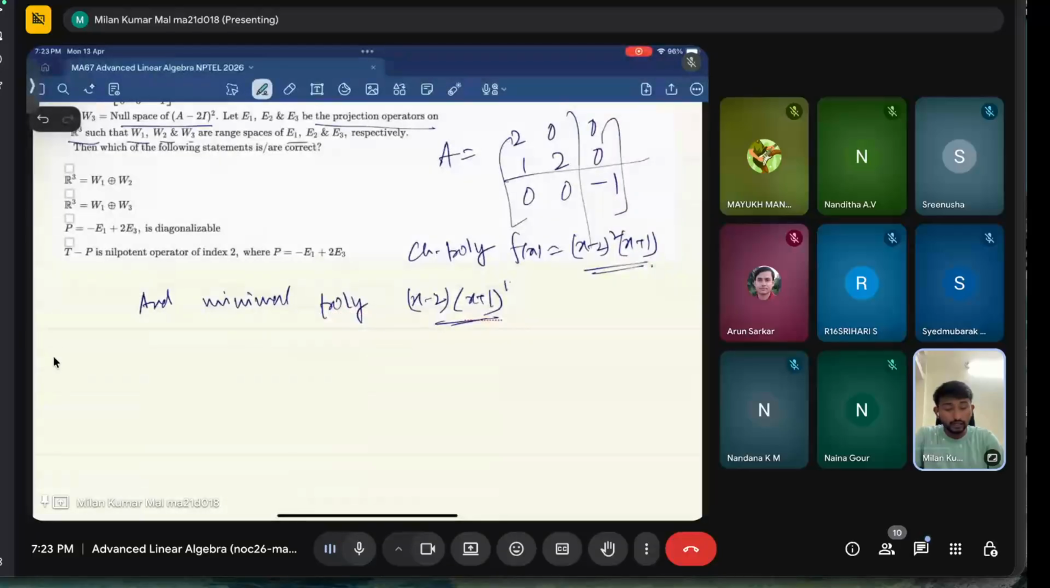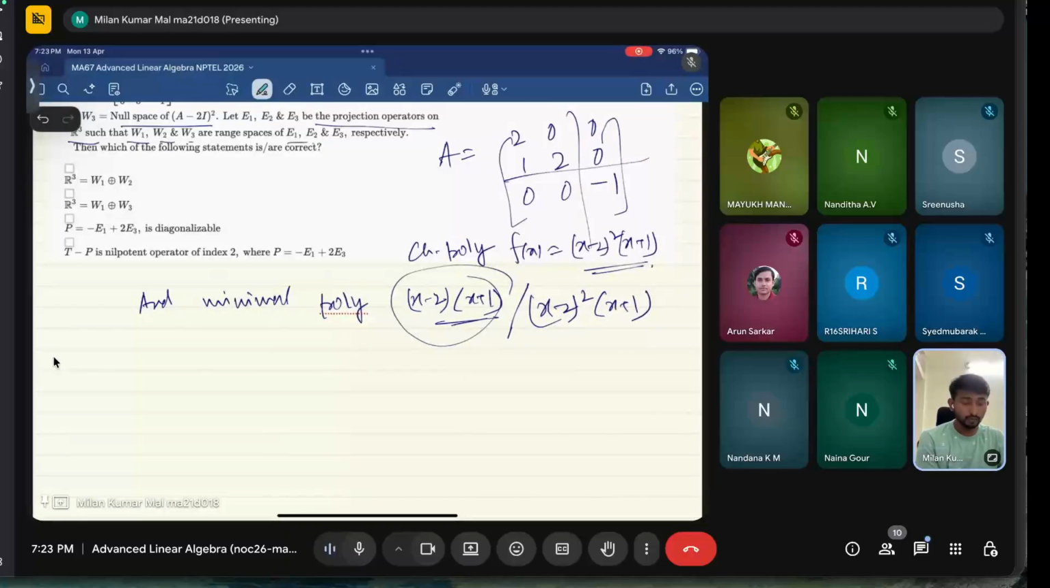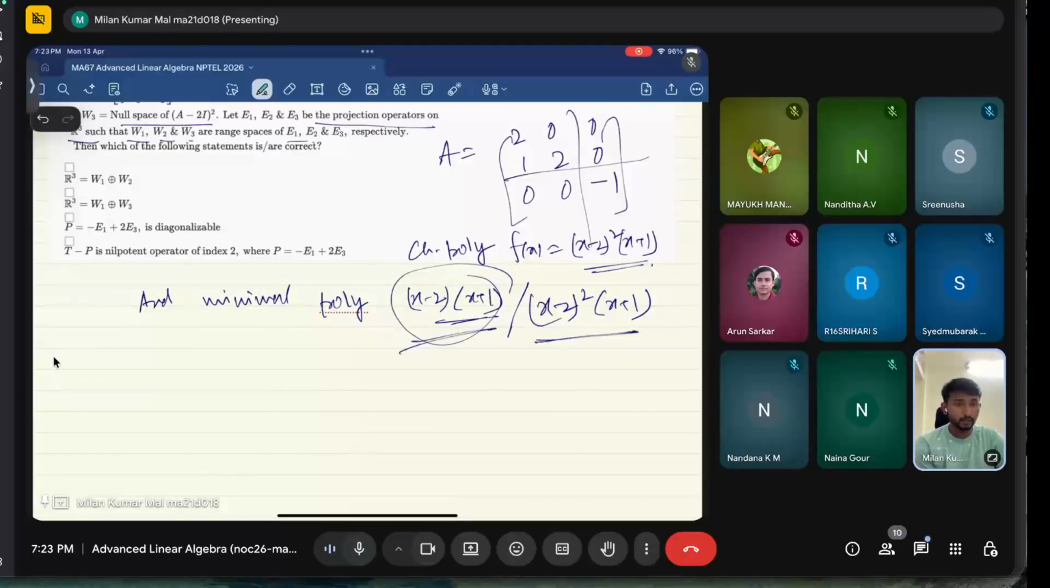Okay, so as the algebraic multiplicity, this minimal polynomial will be either this or this. But why is this not the minimal polynomial? I'm going to say which one is going to be the minimal polynomial. This can't be the minimal polynomial. Why is this not the minimal polynomial? You can check two ways.